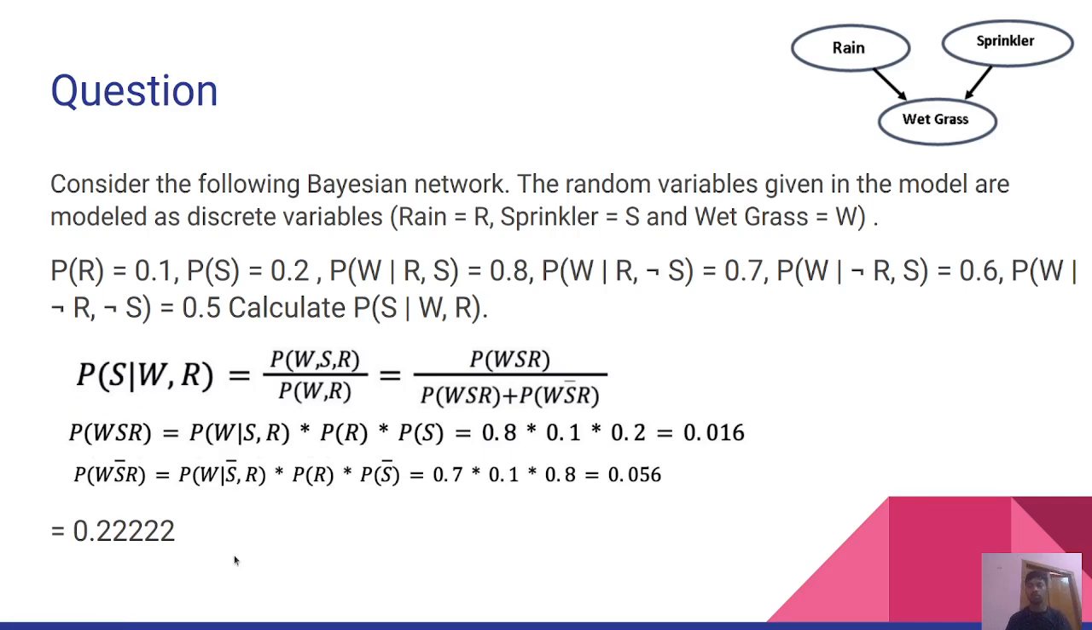So the main point to observe here is that since we did not have any values for P of W given R, P of W and R, but we had values for W, S, R, it was obtainable. That is why we took marginalization over S, because we are taking the summation over all the possible values of S basically here. So that is how we calculate. Okay.